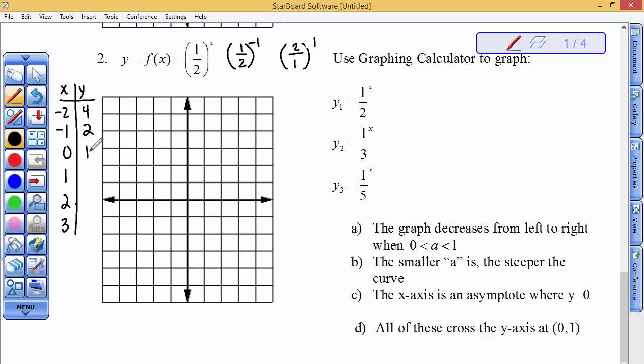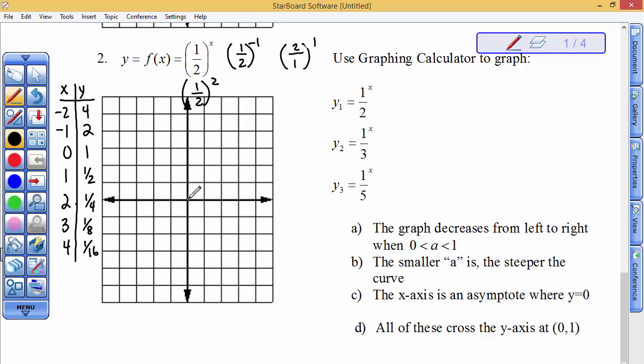1/2 to the 0 power is 1. 1/2 to the first power is 1/2. 1/2 to the second power is 1 over 4. 1/2 to the third power is 1 over 8. And I just keep multiplying that denominator by 2. So 1 over 16. Let's graph this.